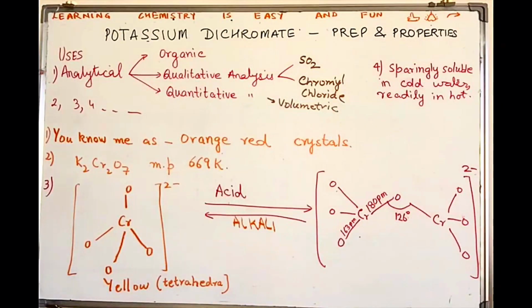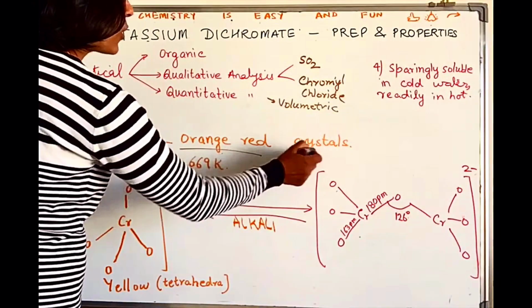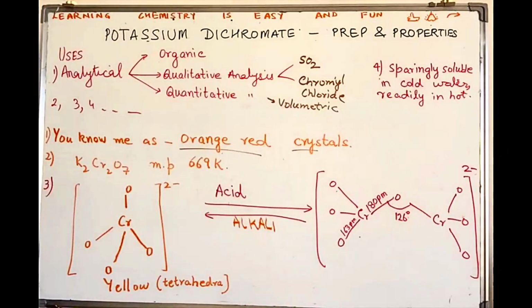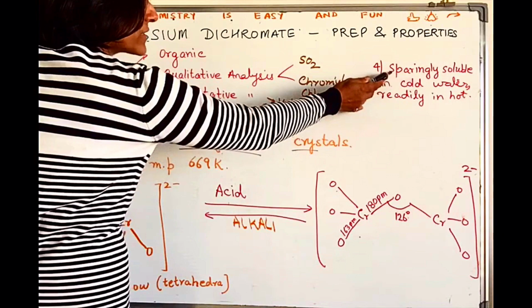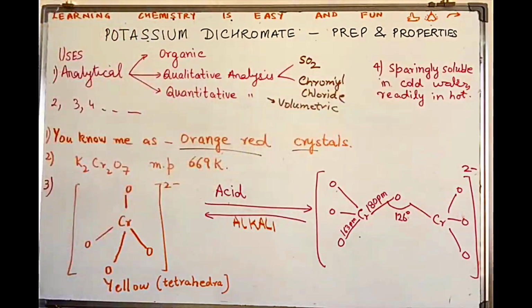Now, this is a compilation of the analytical uses of potassium dichromate. Can you list some other industrial and large-scale uses? Yes. The color is orange-red. They are orange-red crystals, but they are not easily soluble in cold water. They are sparingly soluble, but they dissolve readily when the water is heated. Their melting point is 669 Kelvin.